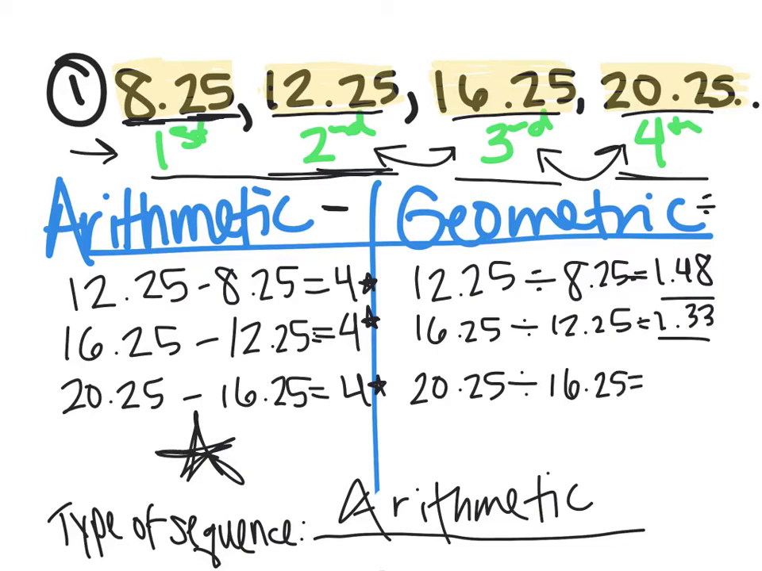And when you plug that into your calculator, 20.25 divided by 16.25, you get another long decimal, and this one is about 1.25. So you can see that we did the same terms here and with arithmetic, but we actually use subtraction when finding their difference, and then we use division when finding the ratio. And because these three numbers are different, we know the sequence is not geometric, it's actually arithmetic.